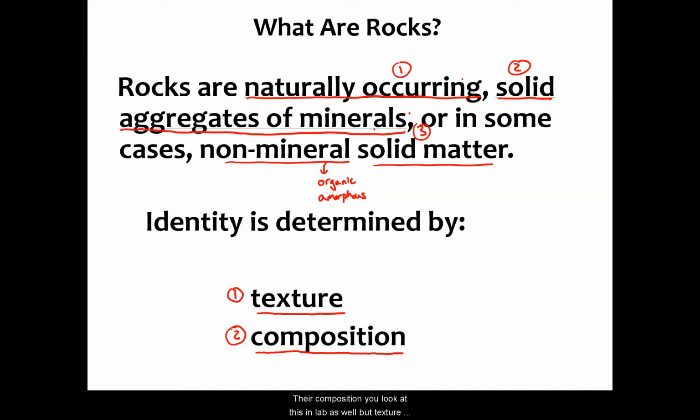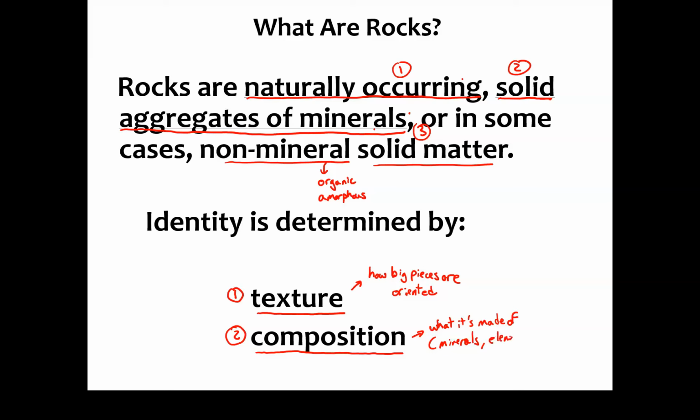and their composition. You'll look at this in lab as well, but texture tends to refer to things like how big the pieces are in the solid rock itself, how those pieces are oriented, and their relationship to one another. Things like that tend to be texture. Composition, in contrast, is what the material is made of. So it's chemical identity. And that could be the minerals themselves, often it is. Or we might talk about the chemical elements that make up those minerals.